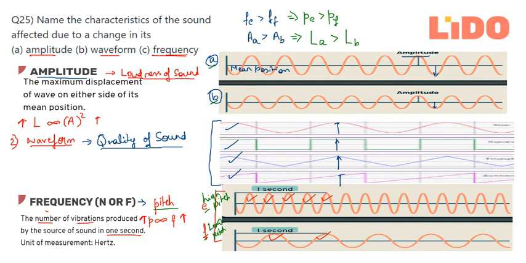The characteristic of the sound from waveform will be quality, and the characteristic from amplitude is loudness.